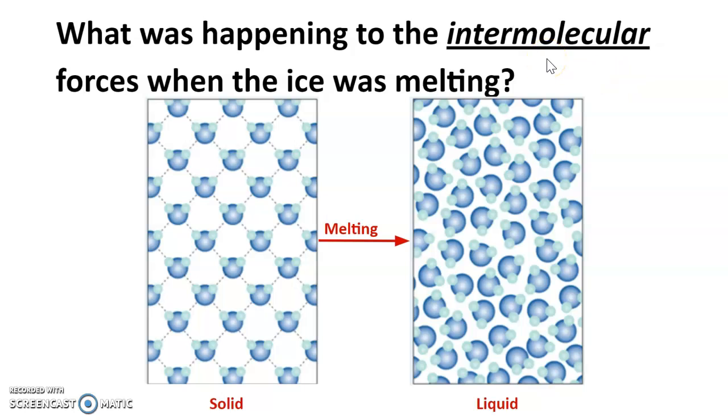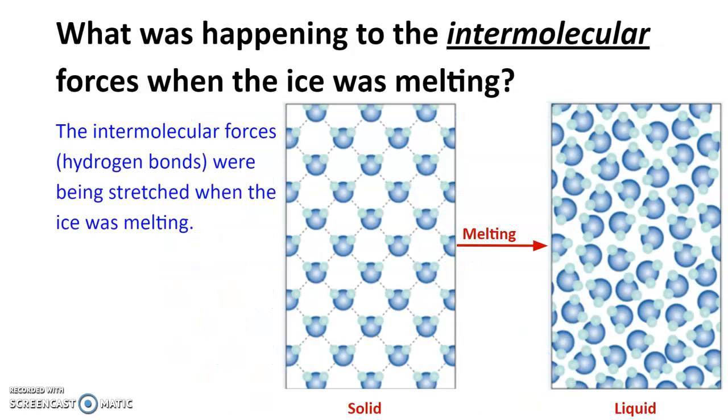So let's think about our inter and intramolecular forces and what's happening to them. Make a prediction in your notes. What was happening to the intermolecular forces when the ice was melting? So the intermolecular forces are the hydrogen bonds, and they were being stretched and weakened when the ice was melting.